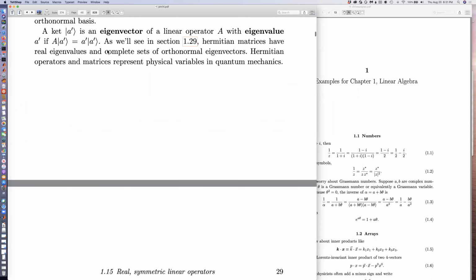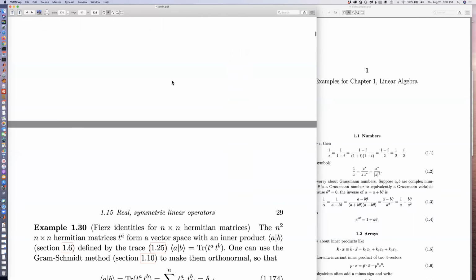Okay, now suppose we have a ket that's an eigenvector of a linear operator A with eigenvalue A prime. By that we mean the linear operator takes the eigenvector and leaves it where it is and just multiplies it by the eigenvalue A prime. And we'll see later that Hermitian matrices have real eigenvalues and complete sets of orthonormal eigenvectors. And as you may know, Hermitian operators and matrices are used to represent physical variables in quantum mechanics.